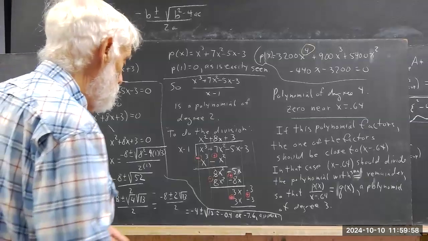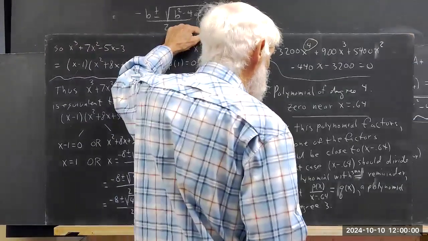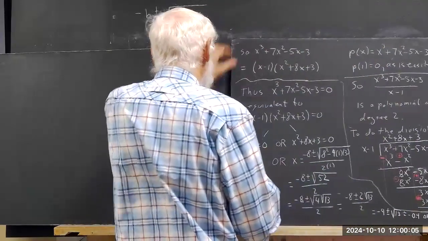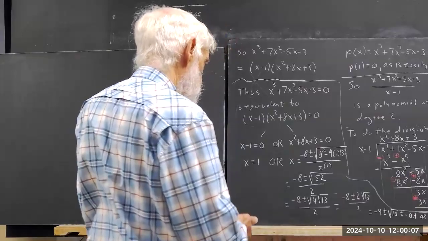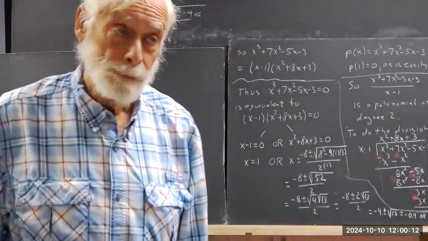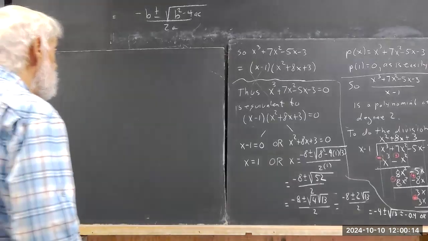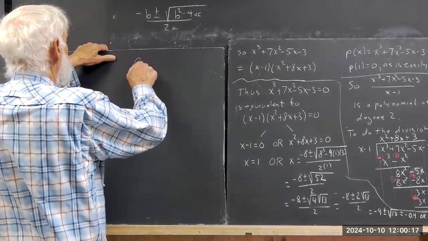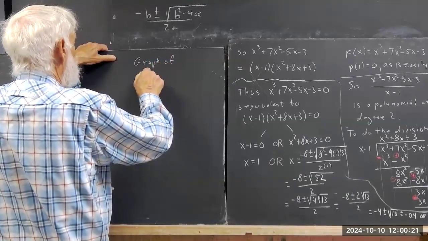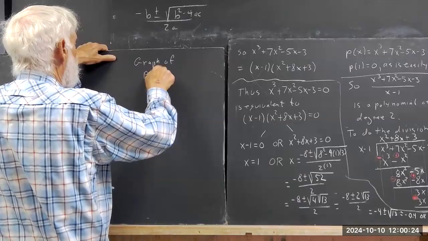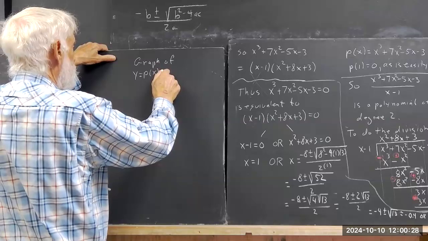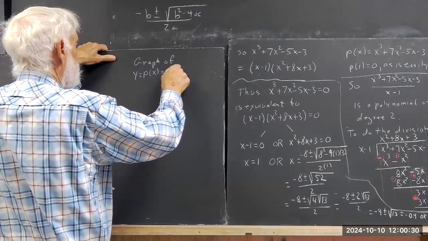All right, now. The best way for most people to understand a function is to understand its graph. So what's the graph of, I'll say y equals, so we know that we're going to use the y-axis. We're going to label the vertical axis y.